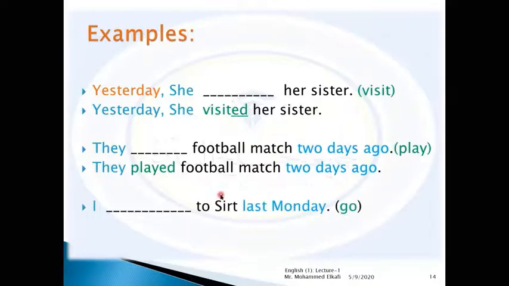The last one, I go to a concert last Monday. We have the verb go. Since there is last, we should think of adding ed or using the past form of the verb. So let's think first of the subject. The subject is I. The verb, is it regular or irregular? Go is an irregular verb. So the past of go is went. So we say, I went to a concert last Monday. Yes, I went to a concert last Monday.